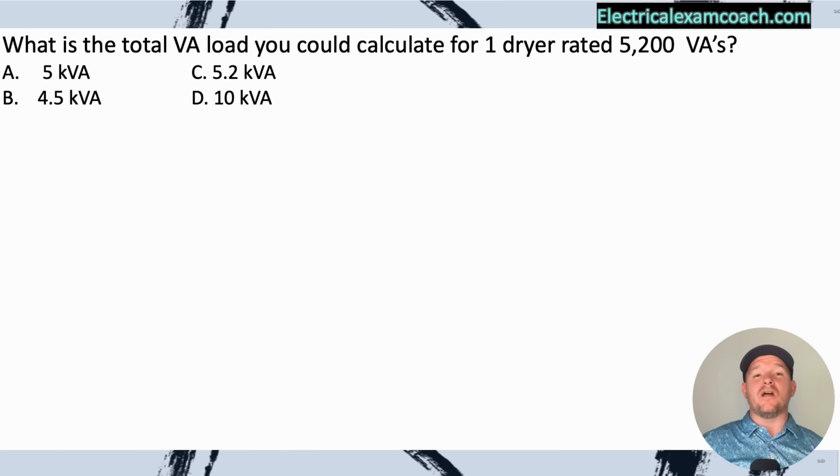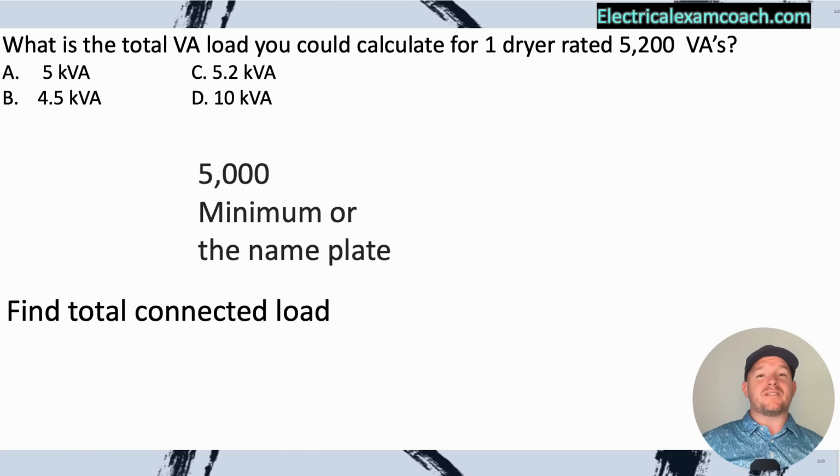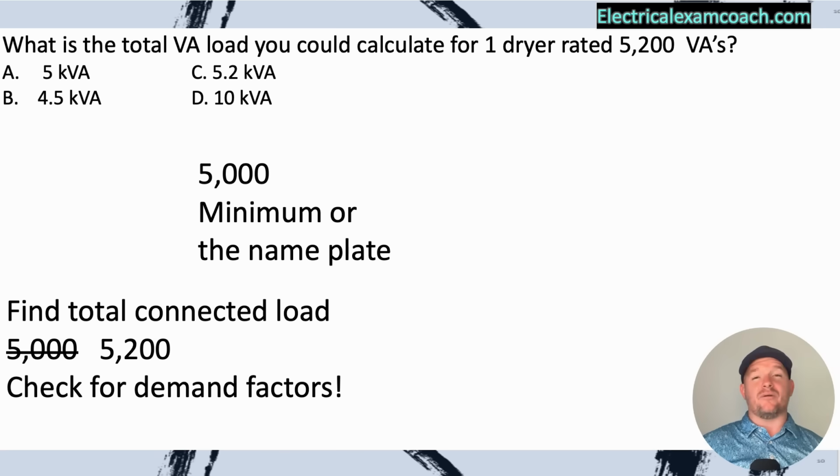What is the total VA load you would calculate for 1 dryer that's rated 5,200 VAs? Step 1, find the total connected load. Well, in this case, we know that we have to use 5,000 or the nameplate, whichever is larger. So 5,000 is not enough. We're going to use the nameplate, and it equals 5,200. Now, we always check for demand factors.